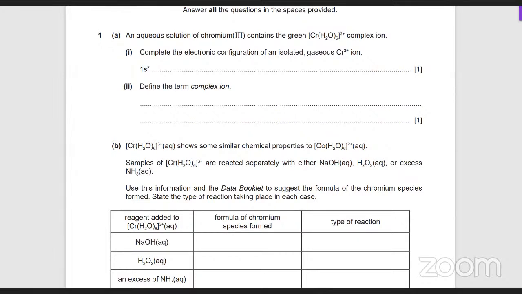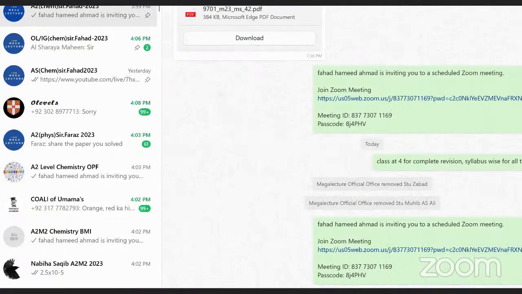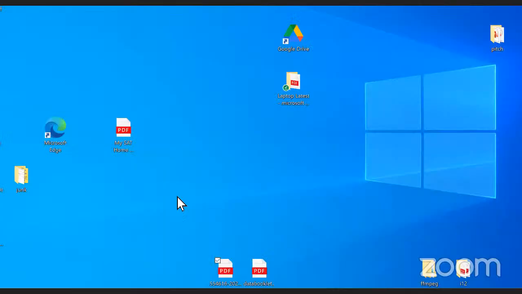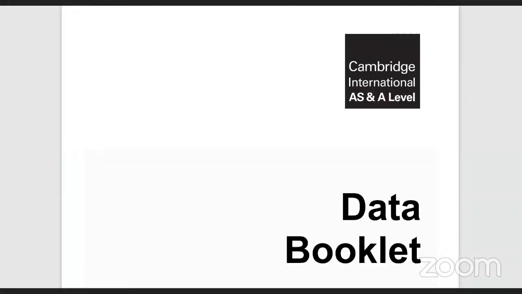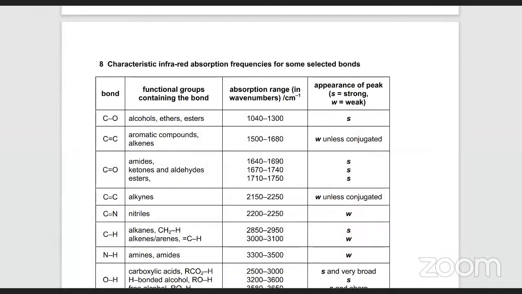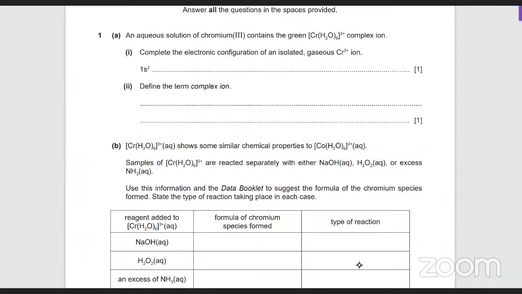अच्छा, starting with the first question, chromium 3 plus की, you have to write the electronic configuration. Periodic table खोल लेता हूँ. Chromium is, I think, 24. So 24, that's 1s2, 2s2, 2p6, 3s2, 3p6.